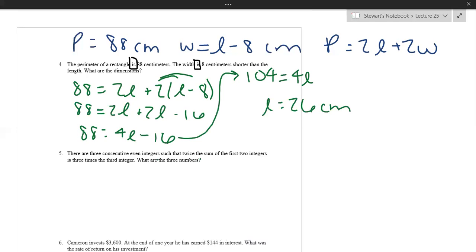And now we have a formula for the width. The width would be the length minus 8, or 26 minus 8, which equals 18 centimeters. Okay, so those are the dimensions. The dimensions of the rectangle would be 26 by 18, 18 by 26, however you wanted to think about it.